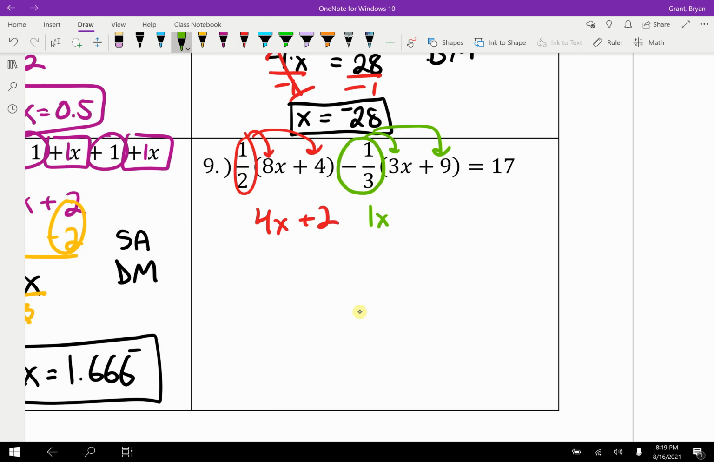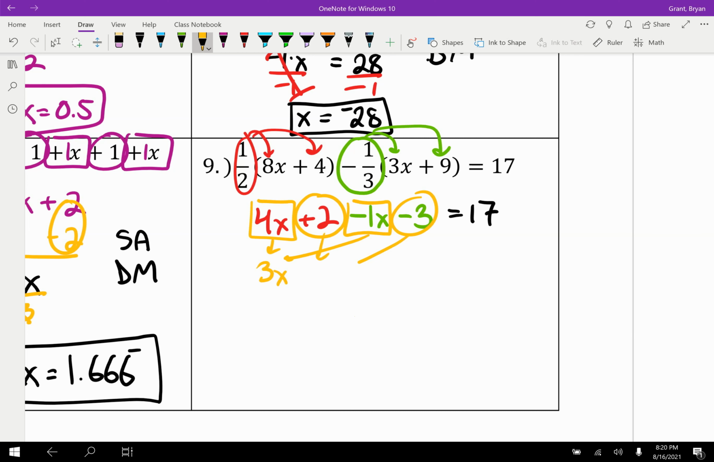A negative times a positive is a negative. 1/3 of 9 is 3. A negative times a positive is a negative. And we end up here. Once we're here, same steps as before we distributed, we should probably combine some like terms. I see 4x taking away 1x, which will give us, of course, 3x's. I also see 2 taking away 3, which will give us -1. And that is, of course, equal to 17.